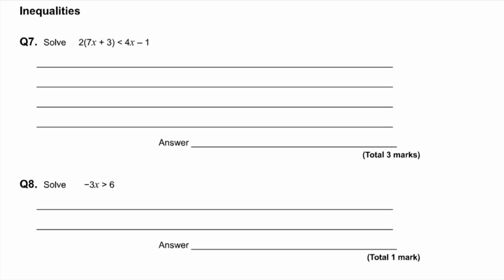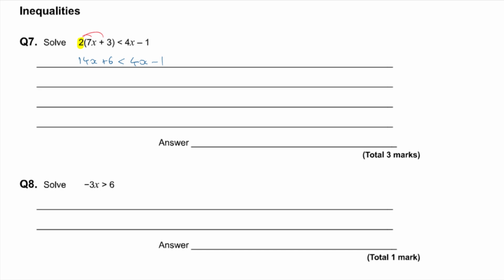First up, I've got a bracket on the left with a number on the outside. Normally I double check if I can just divide that number outside the bracket over on the other side, but I can't. I can divide 4x by 2, but not 4x minus 1, that doesn't work. So in this case it's going to be easier to multiply out these brackets. 2 lots of 7x is 14x, and 2 lots of 3 is 6, so that gives me 14x plus 6, and that is less than 4x minus 1.